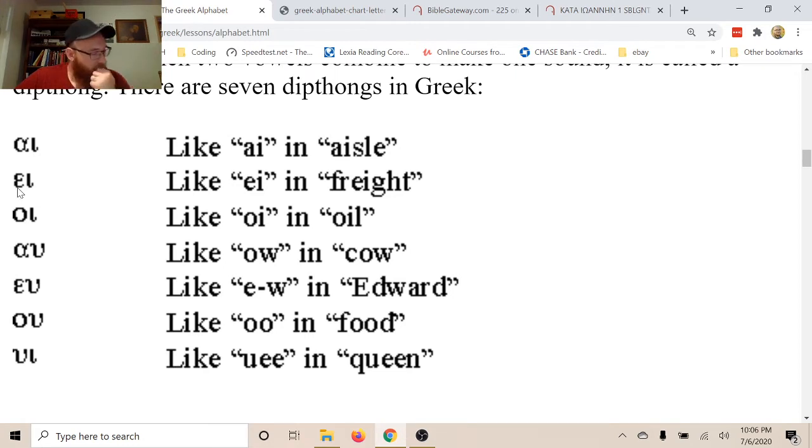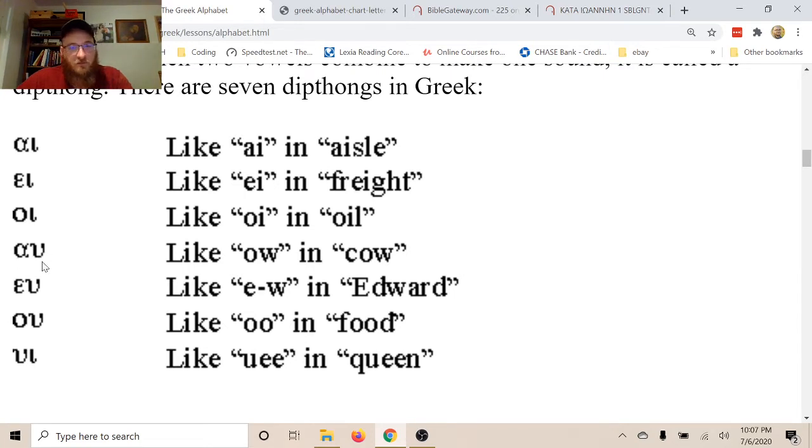And then, oh man, epsilon and iota make it. Okay, so yeah, aisle, eight. I don't know. Dr. Lewis was saying it's more like I. So these are almost the same. Oh no, he was saying it didn't make an A. He was going so fast. Omicron and iota make oi.